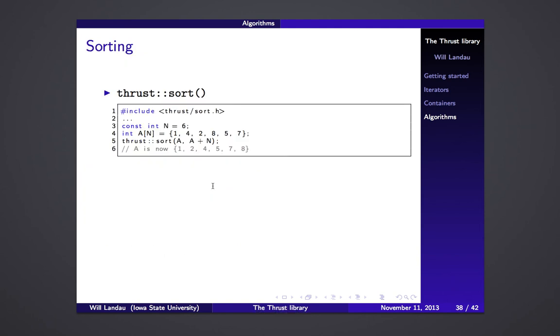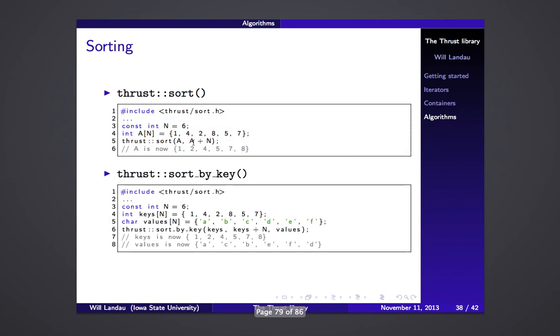I have a sort algorithm, so I can take this array and call thrust sort on it, and now I get a sorted array. Pretty simple. There's also sort by key, which is a concept that you see a lot in Python, because Python natively has the dictionary data type. You've got a collection of values and a collection of keys, and you sort the values according to the keys.